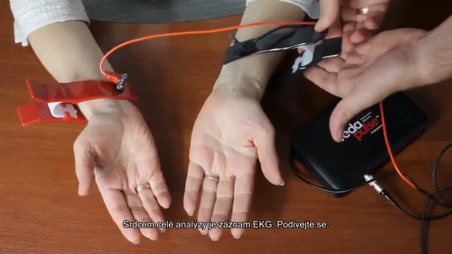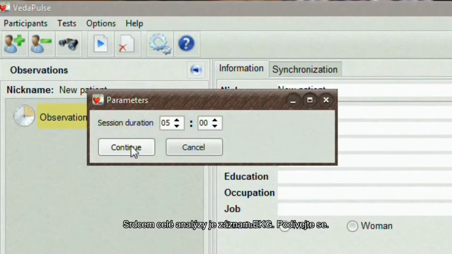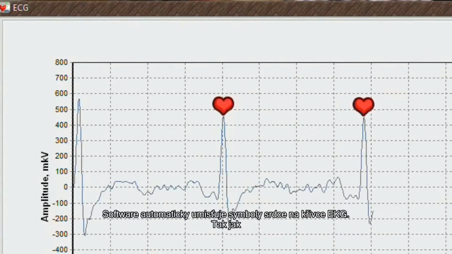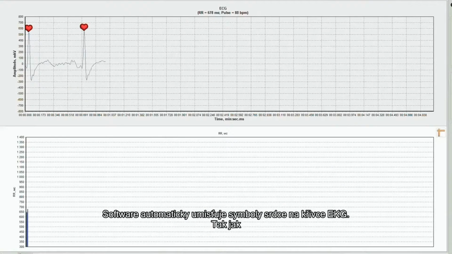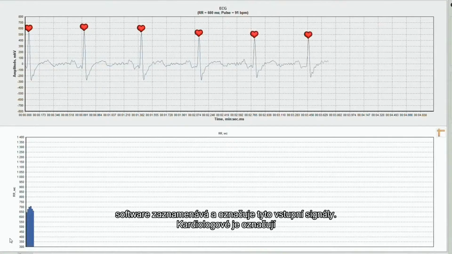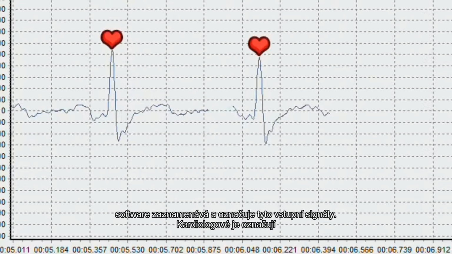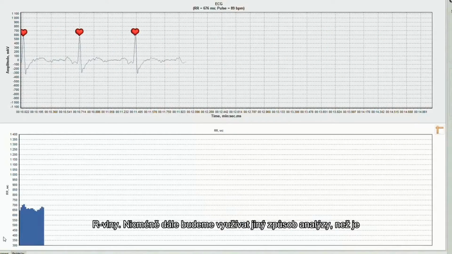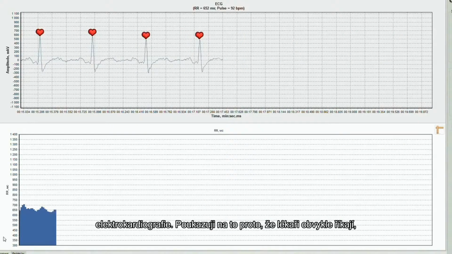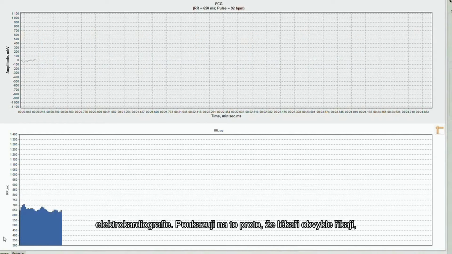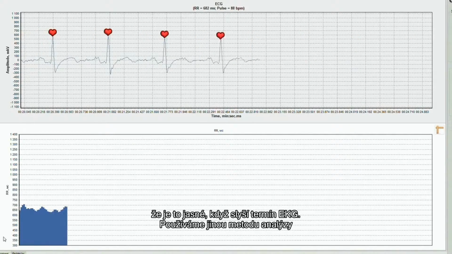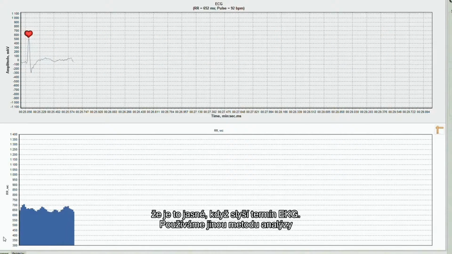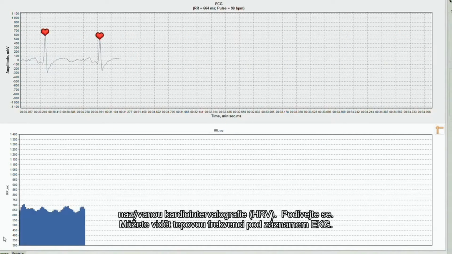At the heart of the analysis lies ECG recording. Take a look. The software automatically places heart symbols on the ECG. This is how the software registers and marks these initial impulses. Cardiologists call them R-tooth. However, going forward, we utilize a different method of analysis than electrocardiography. I point this out because medical practitioners usually say it's clear when they hear the term ECG. We use another method of analysis called cardiointervalography.